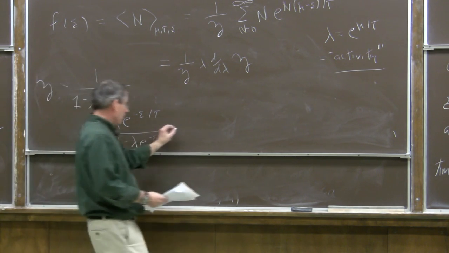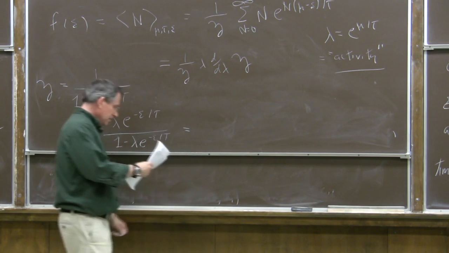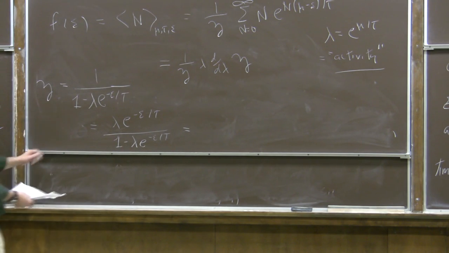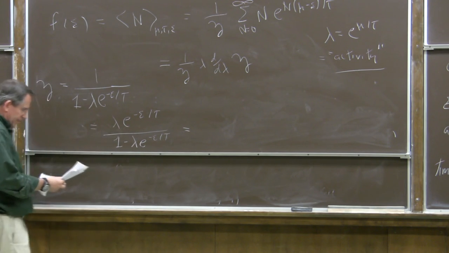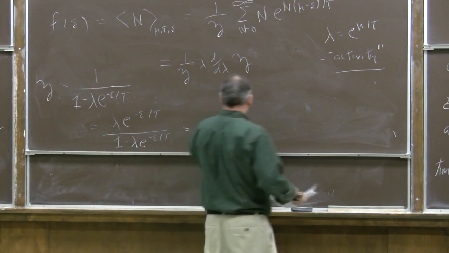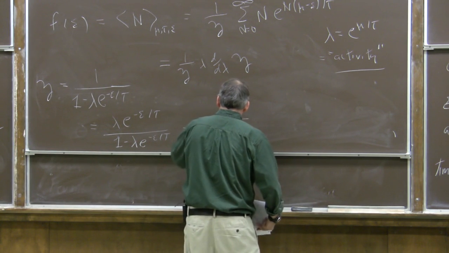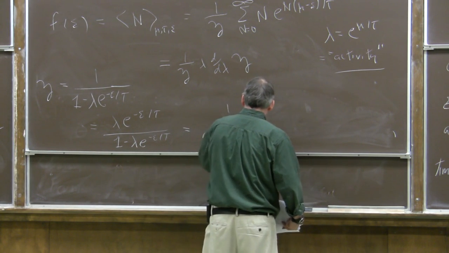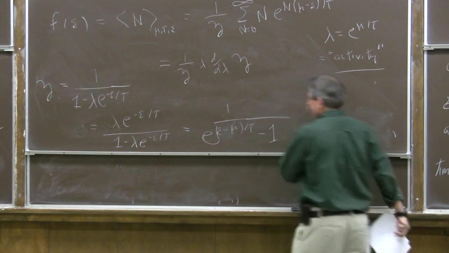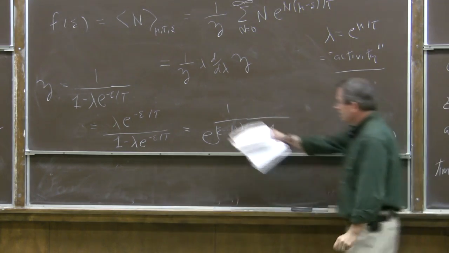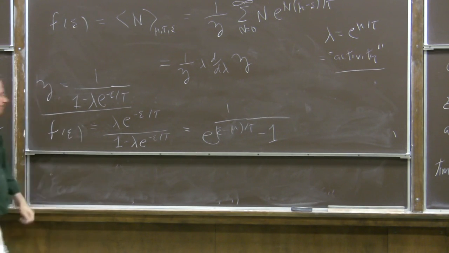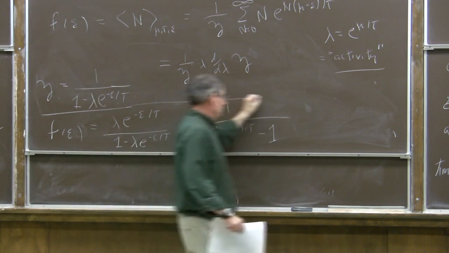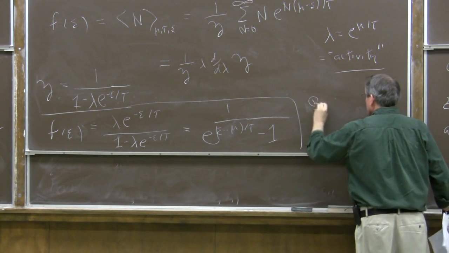Or, writing again what lambda is, and dividing numerator and denominator by e to the mu minus epsilon over tau, it's 1 over e to the epsilon minus mu over tau minus 1. That's not z, that's equal to f of epsilon. And that is the Bose-Einstein distribution.